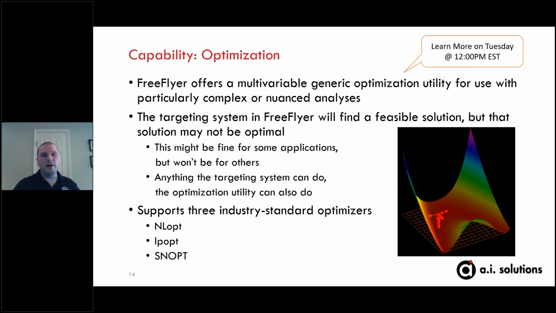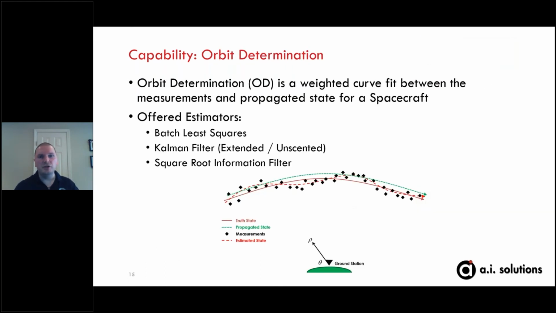So pretty cool stuff. Moving on from optimization, we're going to jump into orbit determination. There's a lot here. I'm not going to tell you too terribly much. I recommend asking questions if you have them, or looking at our documentation that I'll point out later. The most I want to say here is that roughly, orbit determination is a weighted curve fit between the measurements and propagated state for a spacecraft. So you can see on this image, you have the truth state, you have your propagated state, you have your measurements, and you can see how the estimated state is basically following along with those measurements in order to give you a more realistic idea of where your spacecraft actually is based on where you think it is.